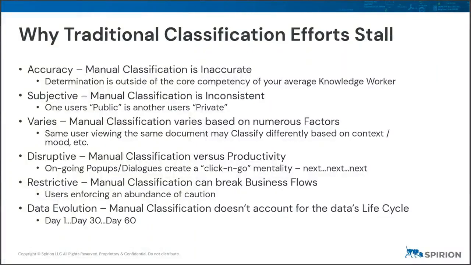Manual classification often works by disrupting the user with ongoing pop-ups and dialogues. And in one case, the users often just click the button that gets them back to work the quickest. In another situation we see on the next bullet there, oftentimes what users can do is, out of an abundance of caution, overclassify that data and make it more restrictive than it needs to be, which reduces the business value of that data.